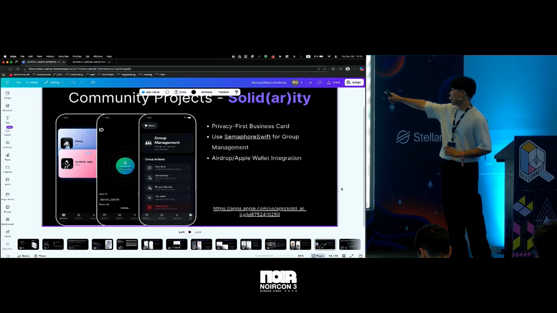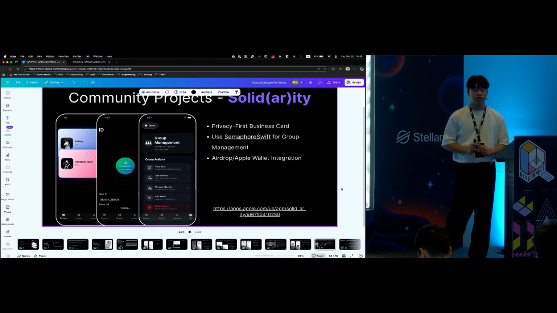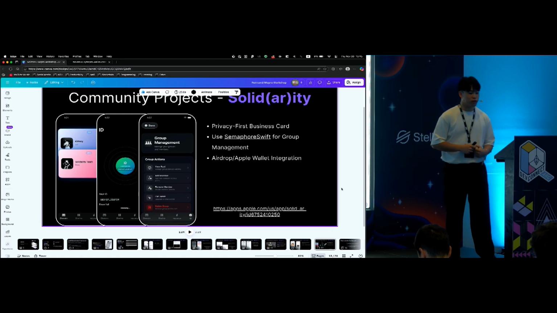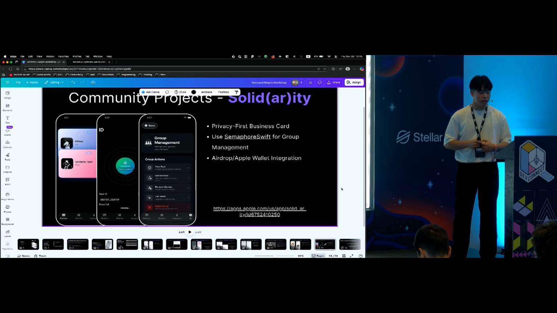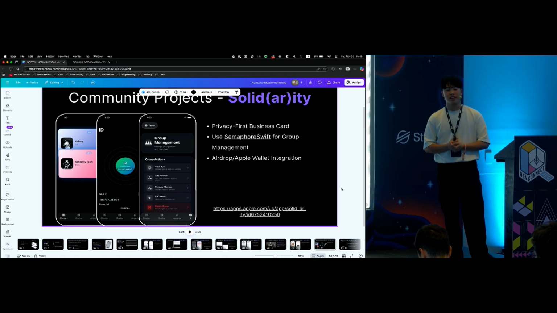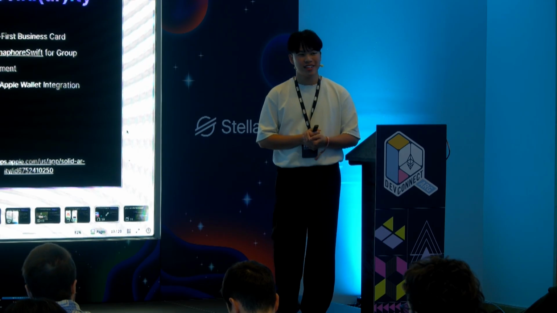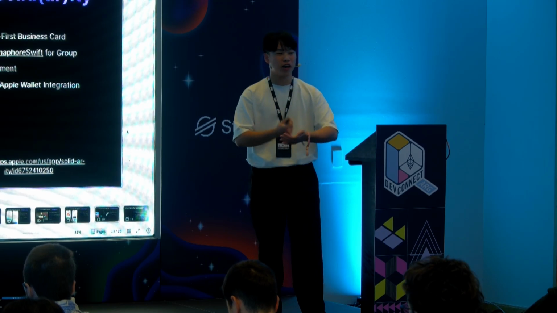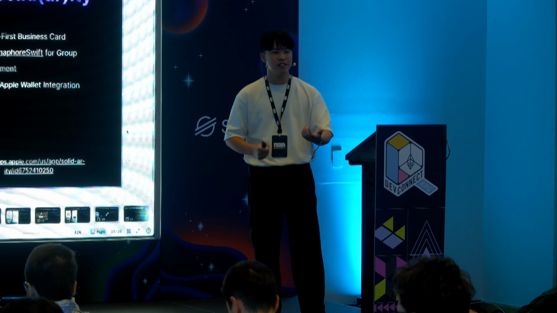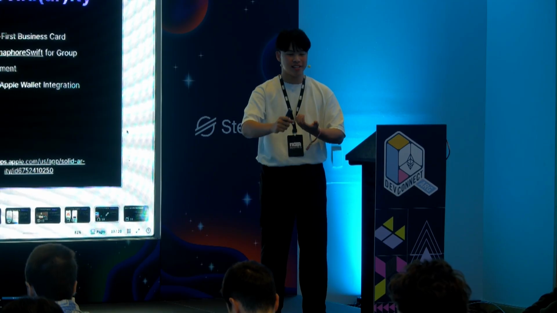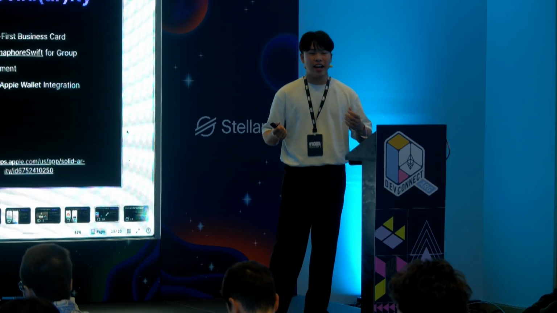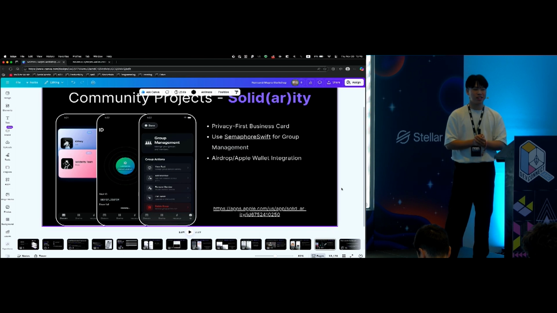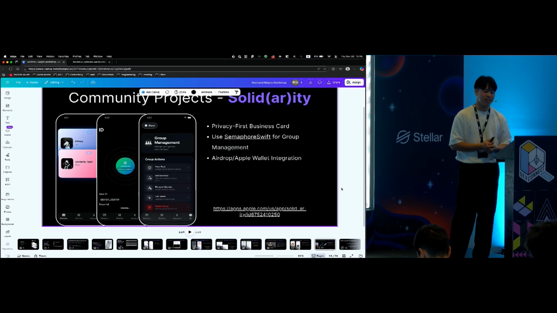It aims to build a business card with privacy-preserving features inside of it. It uses Semaphore Swift for group management. And I think the most interesting thing is that it integrates AirDrop. Imagine that one day you meet other people, maybe at the NoirCon 3 venue. You grab your iPhone, the other person grabs theirs, and you're like, hey, can you AirDrop me your business card? And boom, it just appears and is stored in your Apple Wallet.